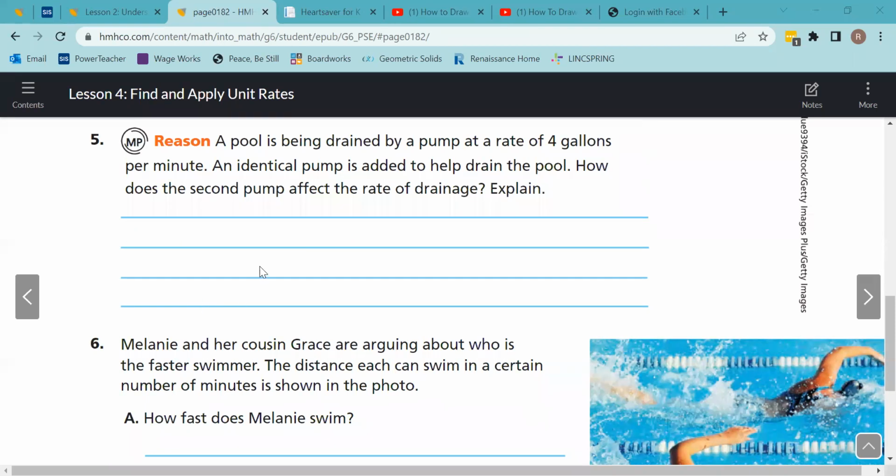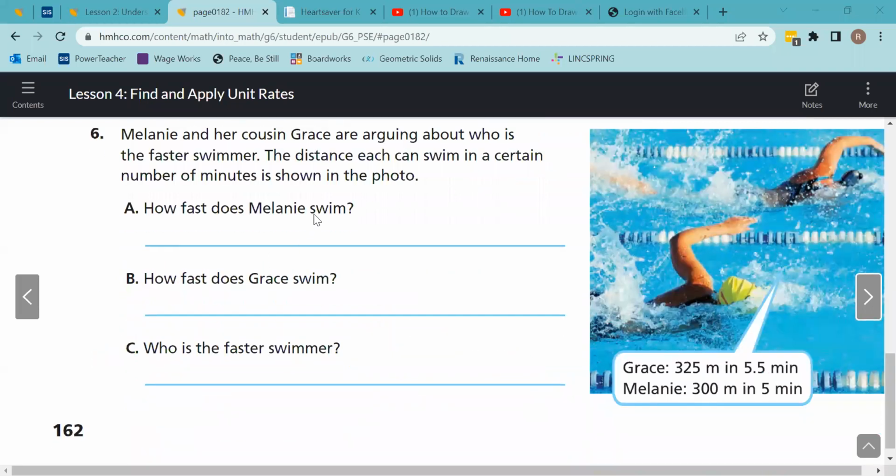Number 6, Melanie and her cousin Grace are arguing about who is the faster swimmer. So if they're faster, their time is shorter, right? The distance each can swim in a certain number of minutes is shown in the photo. How fast does Melanie swim?